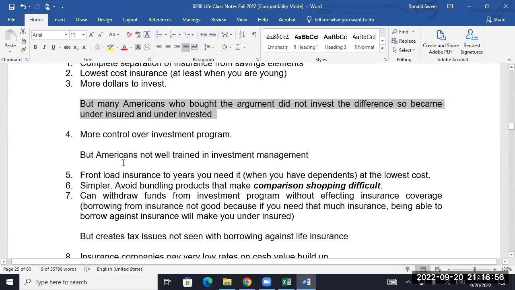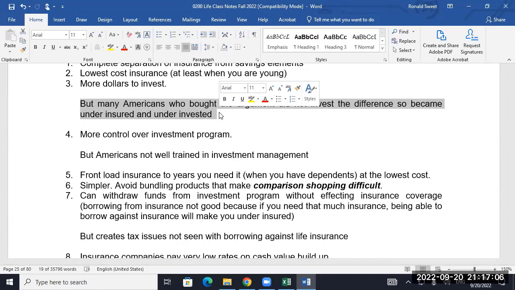I shouldn't have done that. But I just put it here is studies have been done on this. And when Art Williams said, buy the term for $50 a month, and that $200 you're not paying for the whole life, invest that. Studies have shown like 80% of Americans bought term and then spent the difference. They didn't invest the difference. So obviously, if you do that, this whole argument doesn't work.